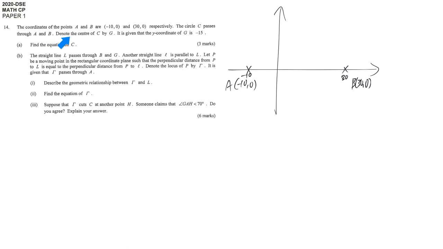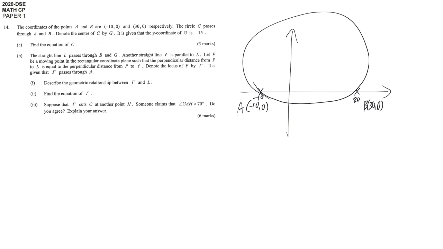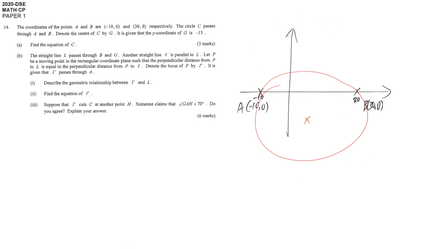And then what they say is a circle passes through A and B, and denotes the center of C by G. There is a circle, maybe like this, and the center of this circle is denoted by G. And it's given that the y coordinate of this point is negative 50. So basically the circle should be below but not above. And then we have a center G here. It's given that the height here is negative 15.